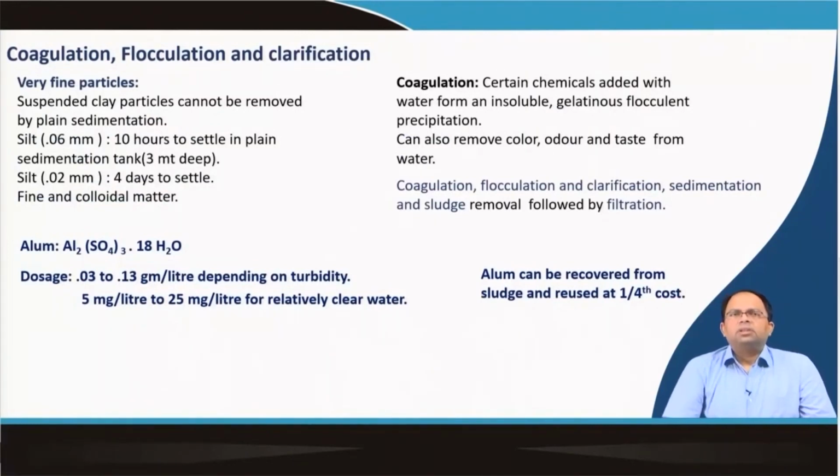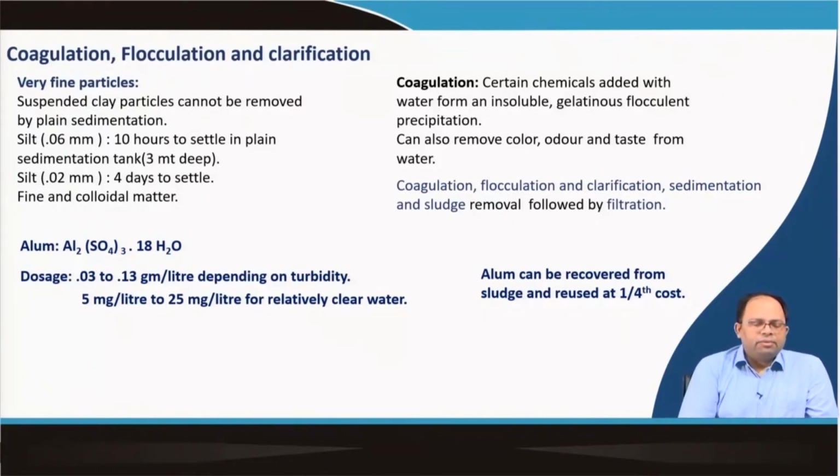Next, we discuss the process of coagulation, flocculation and clarification. The sedimentation units are already discussed beforehand. Usually we see that very fine particles such as suspended clay particles cannot be removed by plain sedimentation, and even for silt, which is a relatively larger particle, silts are of different sizes. If the size of silt is around 0.6 mm, we have seen that it requires 10 hours to settle in a plain sedimentation tank, 3 meter deep.